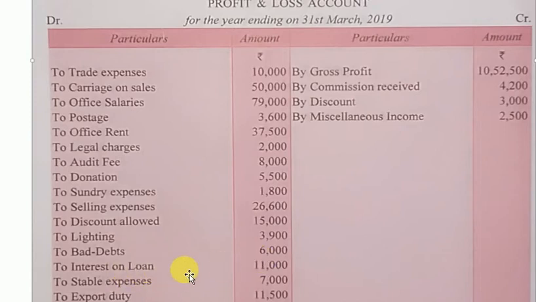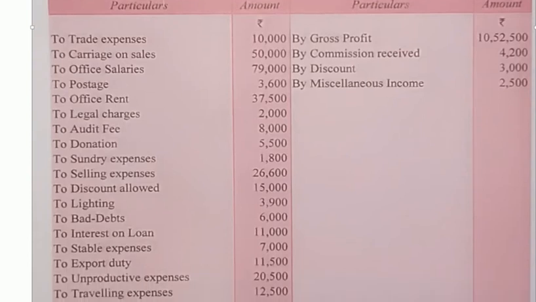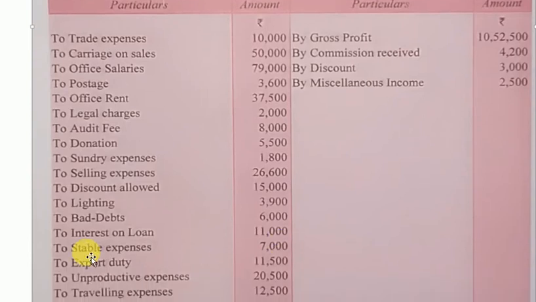To interest on loan, this is your expense on which you will have to pay the loan interest, that is your expenses of 11,000, and it will be recorded in the debit side of profit and loss account. And now proceed towards another one, that is to stable expenses, that is 7,000. To export duty, this is also your duty or taxes and expenses, that is your 11,500 that the firm has paid, and this will be recorded in the debit side of profit and loss account.